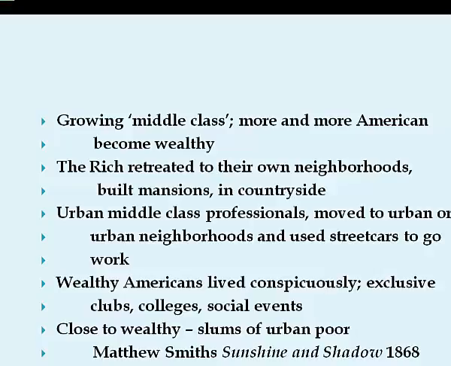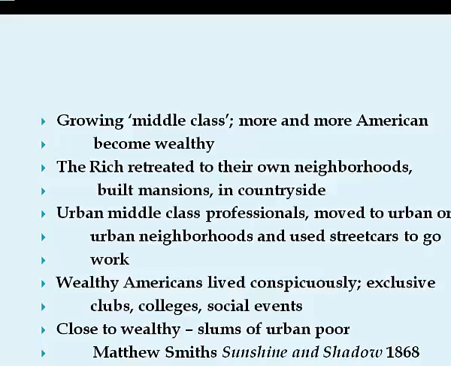And, of course, a growing number of the urban middle-class professionals, like the office workers and small businessmen, begin to move to the urban and suburban neighborhoods and use these new streetcar things and commuter railways to get back downtown to work. By 1890, the richest 1% of Americans received the same total income as the bottom half of the population and owned more property than the remaining 99%.